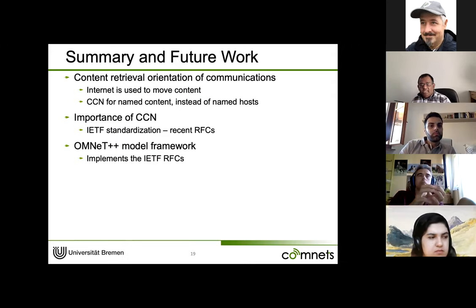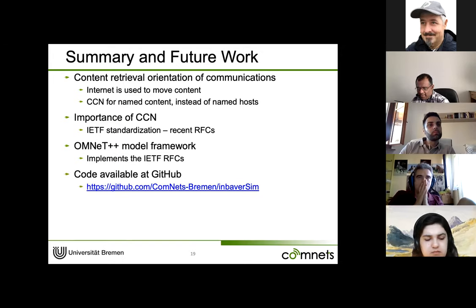CCN has become important because of the two new RFCs that came about, right? People are looking extensively into it now, because I have seen many areas where CCN is becoming important because of it being standardized. Therefore, we thought of building a model framework to cater exactly to this requirement, meaning handling the behavior as described by these RFCs, right? The code is available at GitHub.